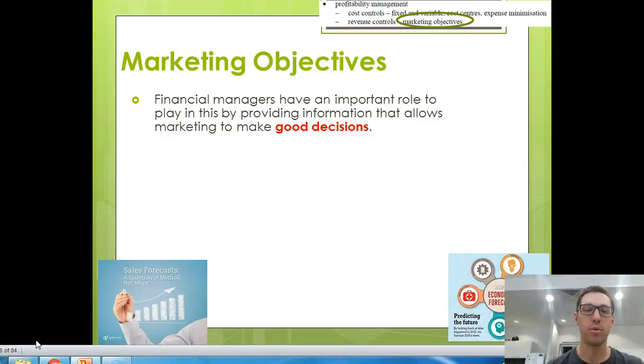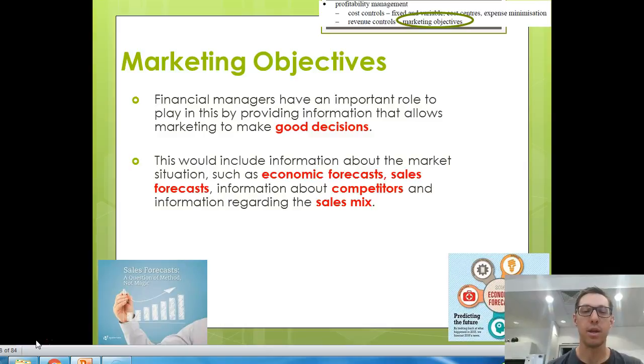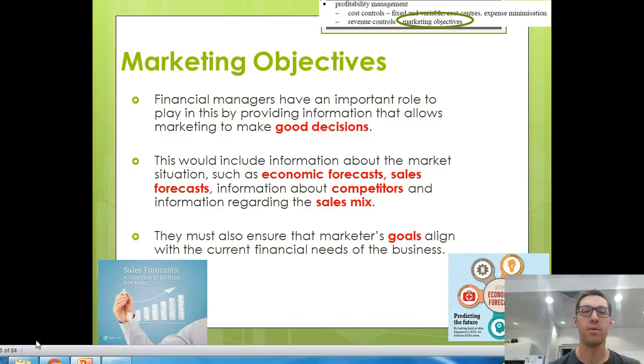Financial managers have an important role in the sense that they need to provide information so that marketing can make good decisions, and that includes such information as looking at the broader economy and providing economic forecasts, having a look at historical sales and making some sales forecasts, information about who its major competitors are, and then also information regarding the sales mix. So what mix of products are available, or what mix of products do we think should become available in the future to try to maximize revenue.